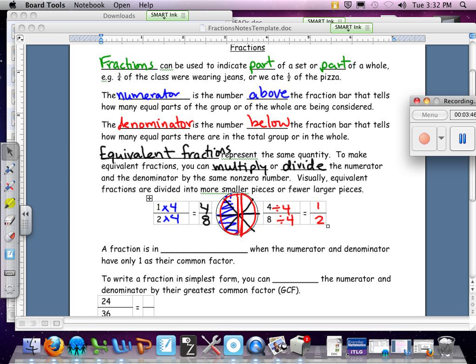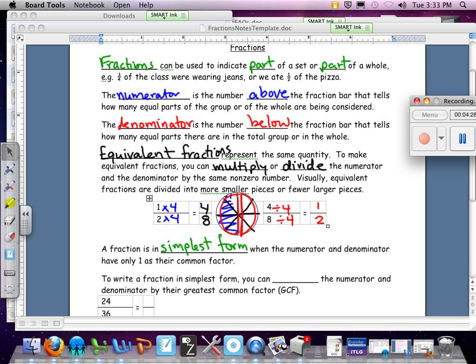A fraction is in simplest form. A lot of times when you're working with fractions, your final answer should be in simplest form, or lowest terms, or simplified, or reduced. All different kinds of terms you might have seen in the past and you might see in the future. It's in simplest form when the numerator and denominator have only 1 as their common factor. You can't divide out anything more and end up with a non-complex fraction. You have to have a whole number on the top and a whole number on the bottom to have simplest form.